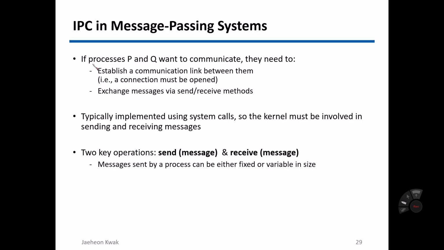If processes P and Q want to communicate, they need to establish some communication link between them for the message passing. Typically, this link will be implemented through system calls, so the kernel must be involved in sending and receiving messages. Unlike shared memory, when we send and receive a message, the kernel will be invoked. So the speed of message passing is slower than that of shared memory.